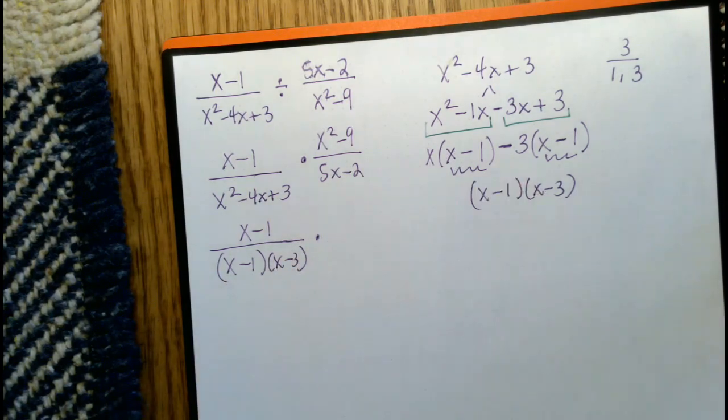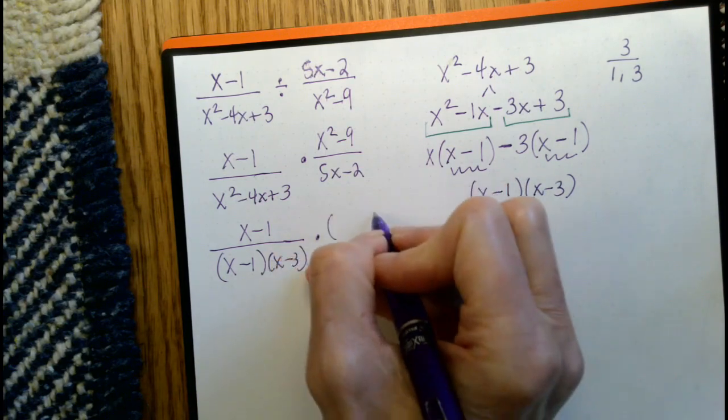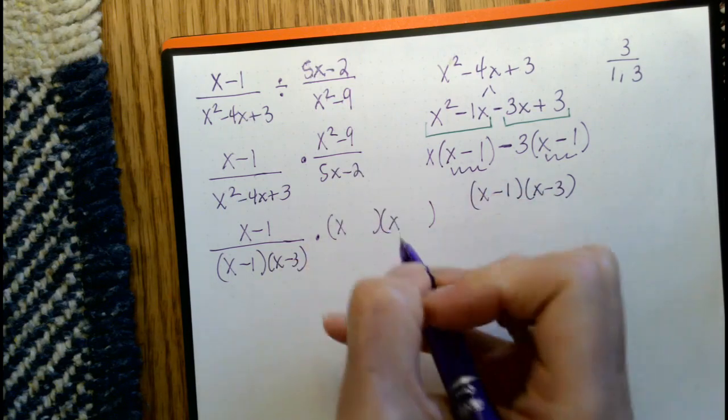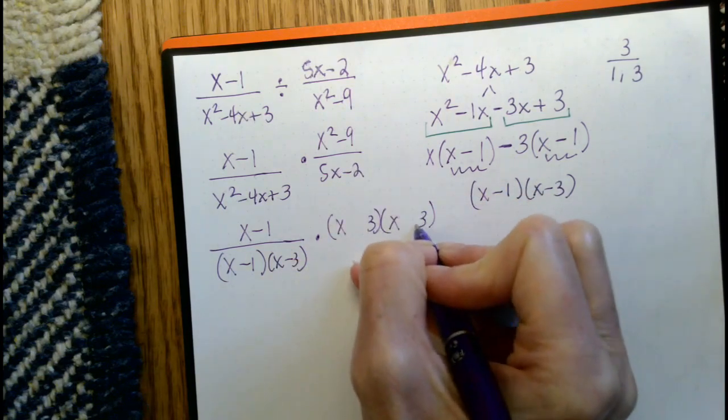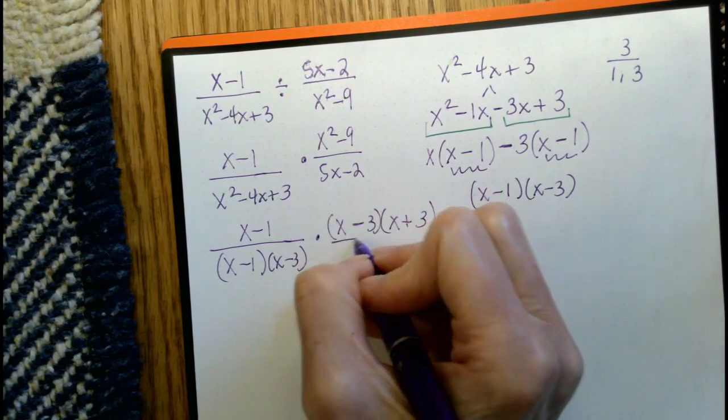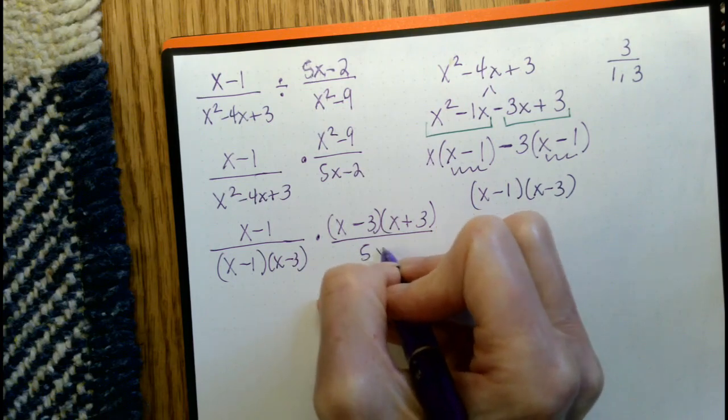We've already flipped this. The x squared minus 9 can be simplified with the difference between two squares. So x squared is x times x. 9 is 3 times 3. Difference between two squares, different signs. And then we've got a 5x minus 2.